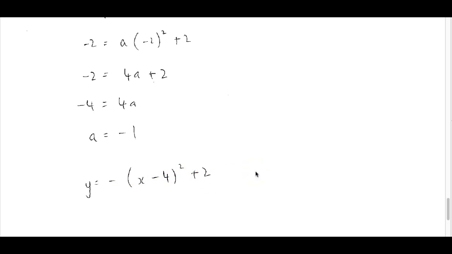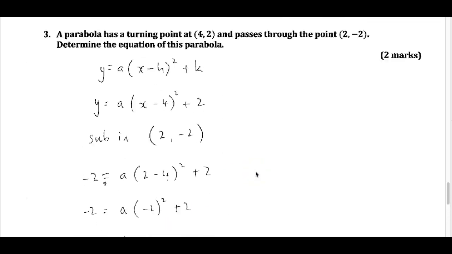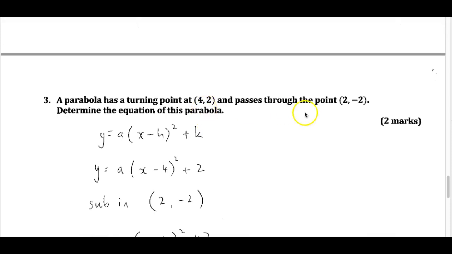And you can also put that into your calculator and just say, all right, does this graph have a turning point at 4, 2? And does it pass through the point 2, negative 4? And if it does, then you know you've done it right.